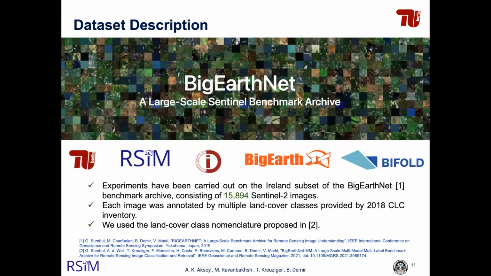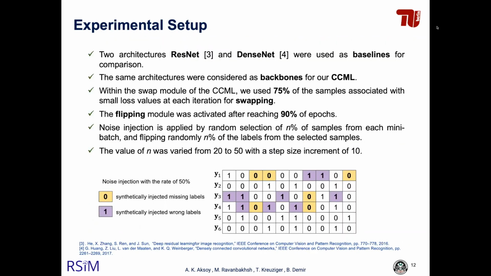In order to evaluate the proposed CCML, we conducted an experiment on the island subset of the BigEarthNet benchmark archive. We also eliminated 5 classes that were represented with a very small number of training images in the dataset. We selected ResNet and DenseNet models as baselines for evaluating the proposed CCML. These architectures were also considered as backbones for the collaborative networks in our CCML.